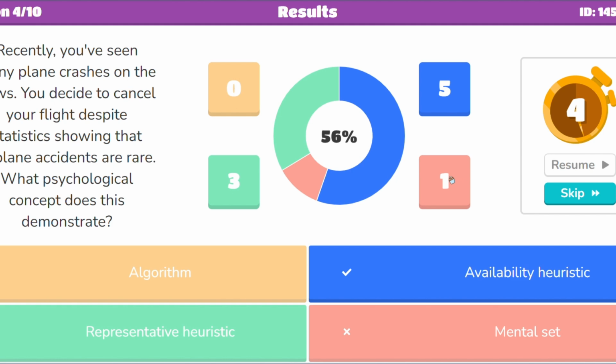Well, it's going to be availability heuristic. Representative heuristic is based on like stereotypes and stuff.